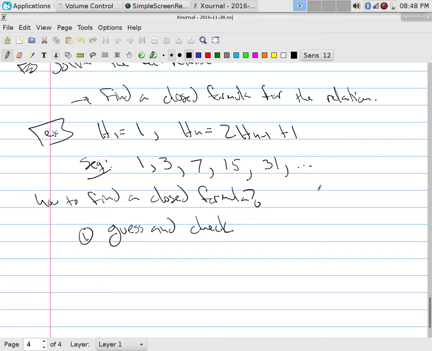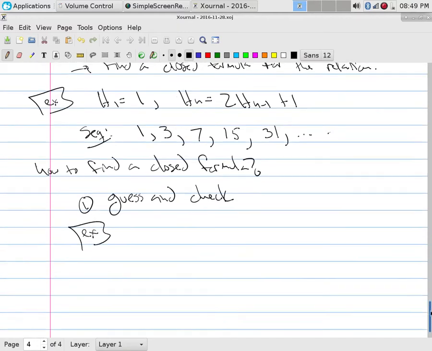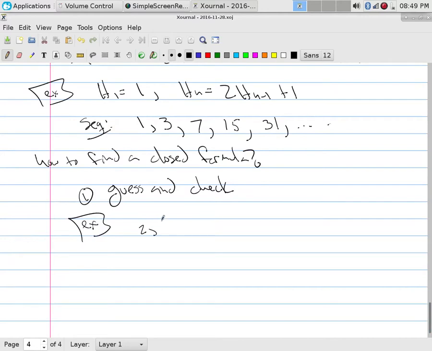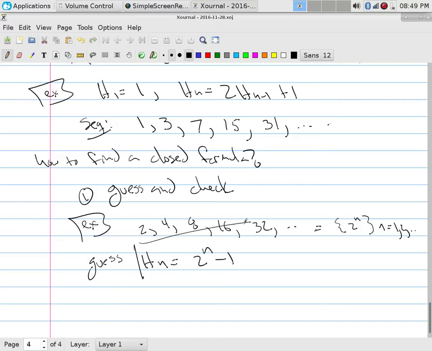How to find a closed formula? Well, one is just simply guess and check. For example, 1, 3, 7, 15, 31, that kind of looks familiar. I know that 2, 4, 8, 16, 32 is simply the formula 2 to the n, where n starts at 1 and then 2. So I know that, and I look at the sequence and I say, wow, they're just one apart. So I'm going to guess that h sub n is simply 2 to the n minus 1.